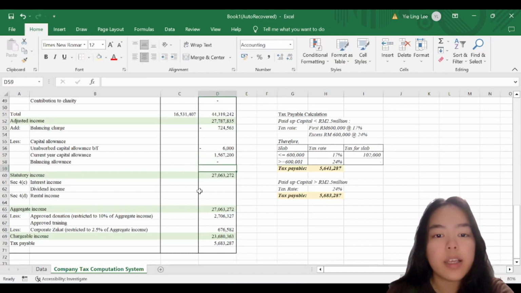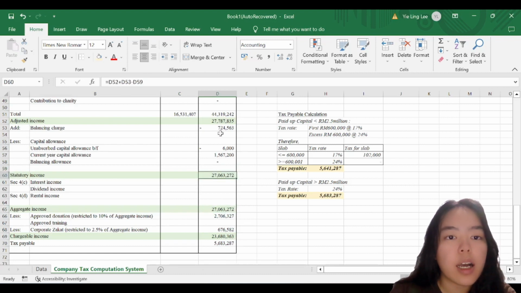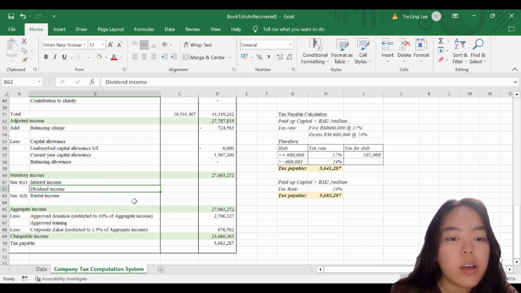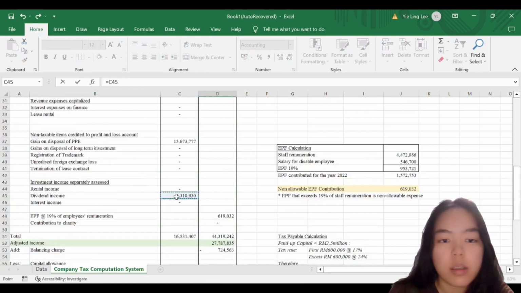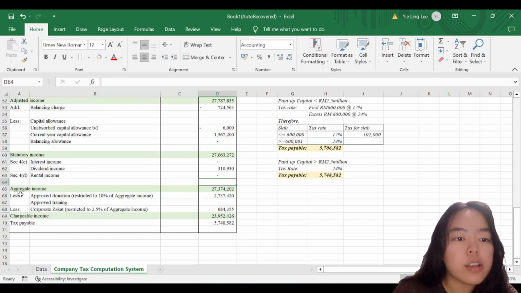So okay. After keying in all the items here, it automatically calculates the statutory income here, as you can see from the formula here: adjusted income plus balancing charge, deduct all the capital allowance. So we got the amount here. Then we have to add back the section 4C and 4D income into the tax computation. If you have section E or F, you also have to include it. So I got the dividend income right here. Okay. And we got the aggregate income.